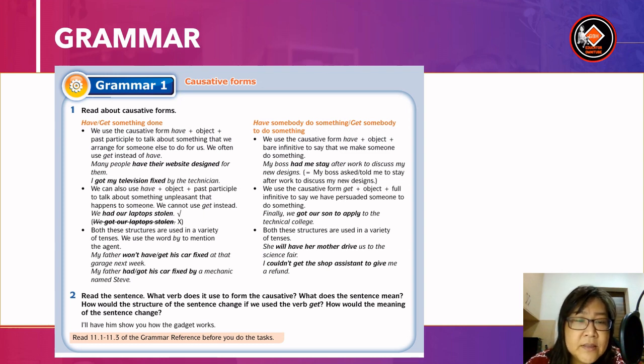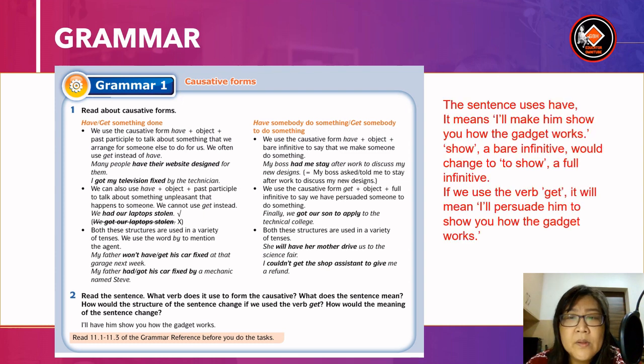So read the sentence. What verb does it use to form the causative? What does the sentence mean? How would the structure of the sentence change if we use the verb get? How would the meaning of the sentence change? I'll have him show you how the gadget works. So here the sentence uses have. It means I'll make him show you how the gadget works.